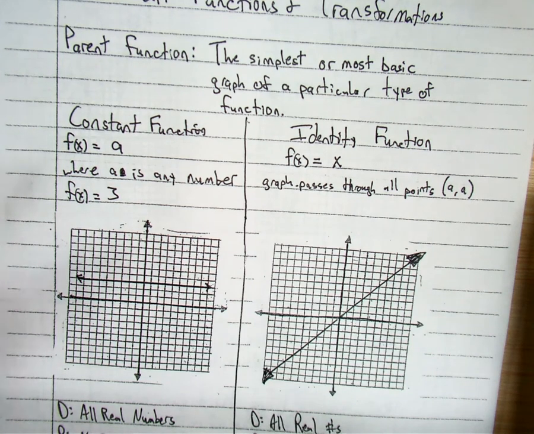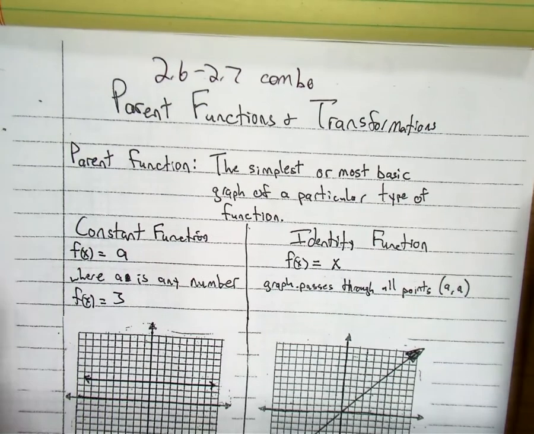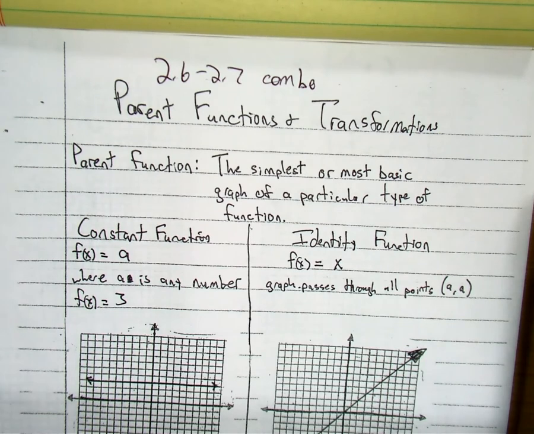Here we are with, it's kind of a dual lesson here, 2.6, 2.7, talking parent functions and transformations. So a parent function is just the simplest or most basic graph for that particular type of function.